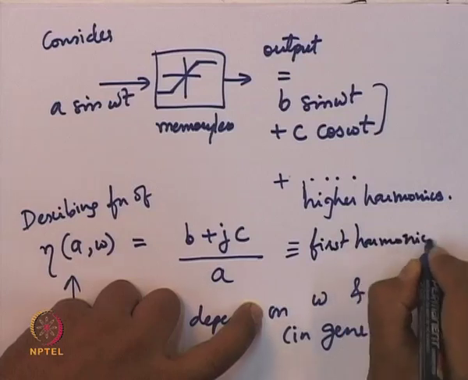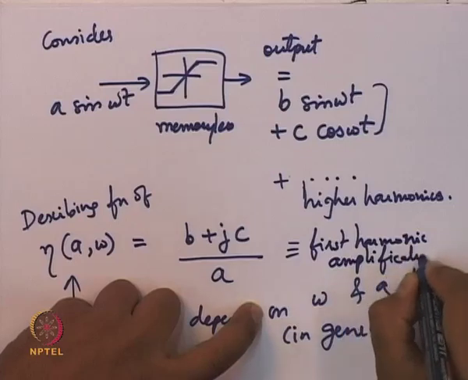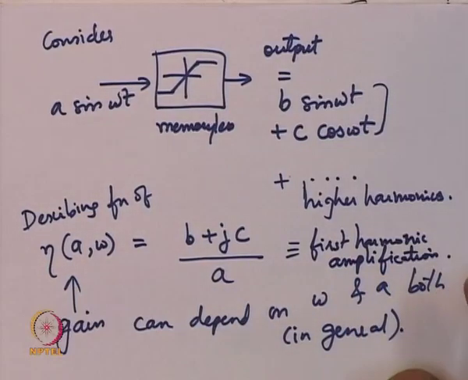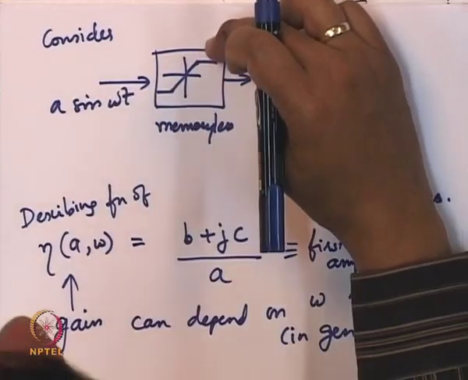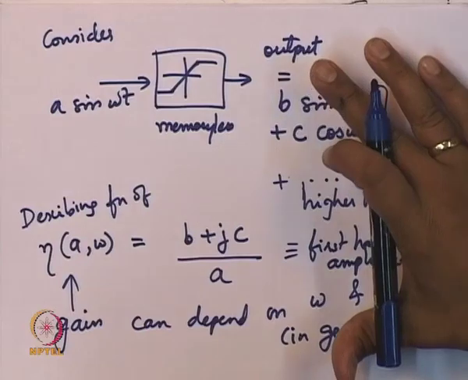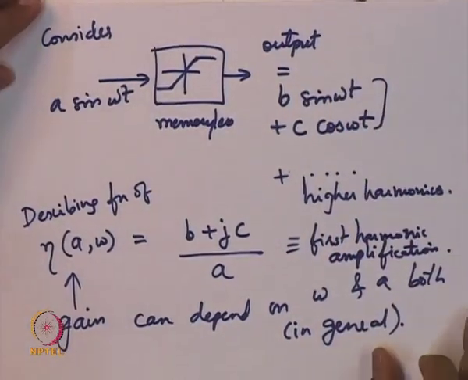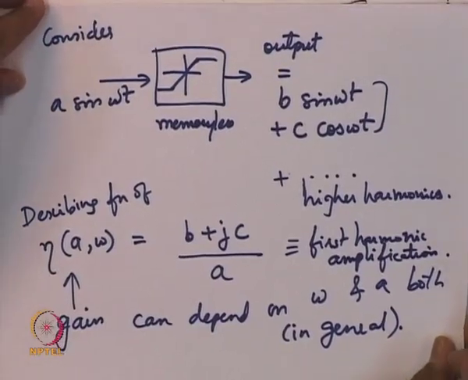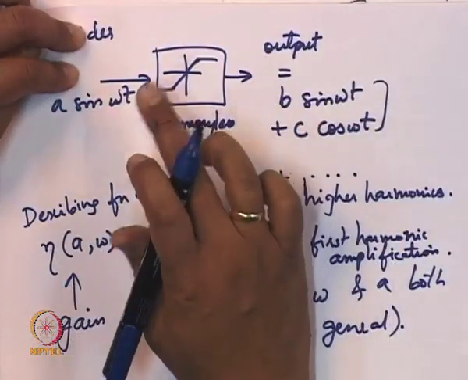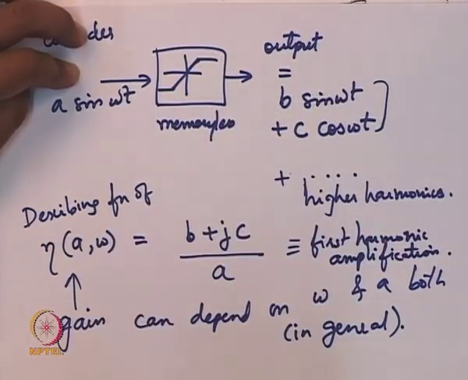First harmonic amplification. This defines the describing function for saturation nonlinearity. What we will do first is this calculation for the sign nonlinearity, which just gives the sign of the input. Then we will analyze in more detail a ready-made formula for the saturation nonlinearity.